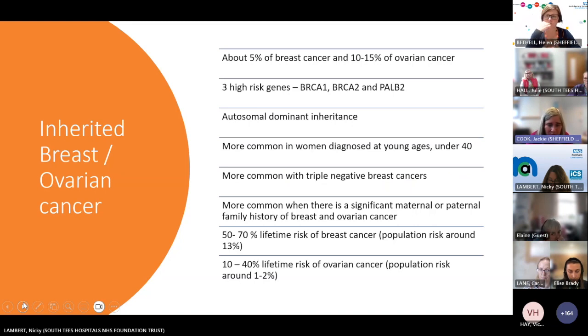And what we see in these families is women who are diagnosed with breast cancer at quite young ages, often under 40, the youngest I've seen is 17. It is much more common to get triple negative breast cancer, so estrogen receptor negative, progesterone negative, and HER2 negative. It is very rare for a HER2 positive breast cancer to be inherited.